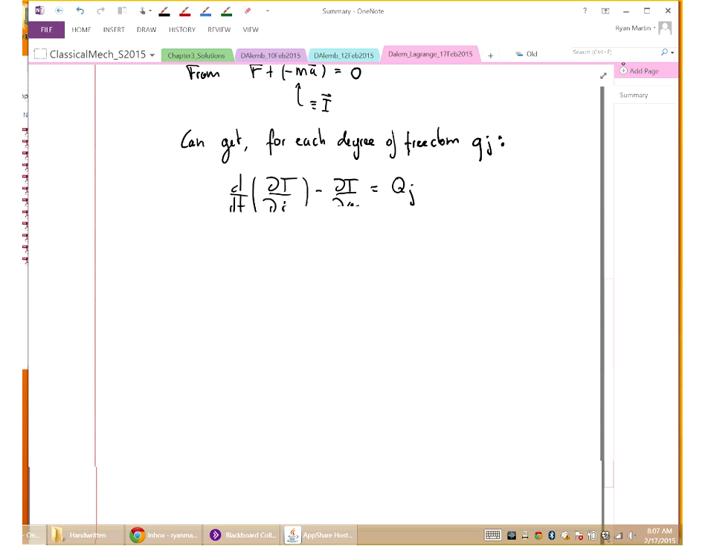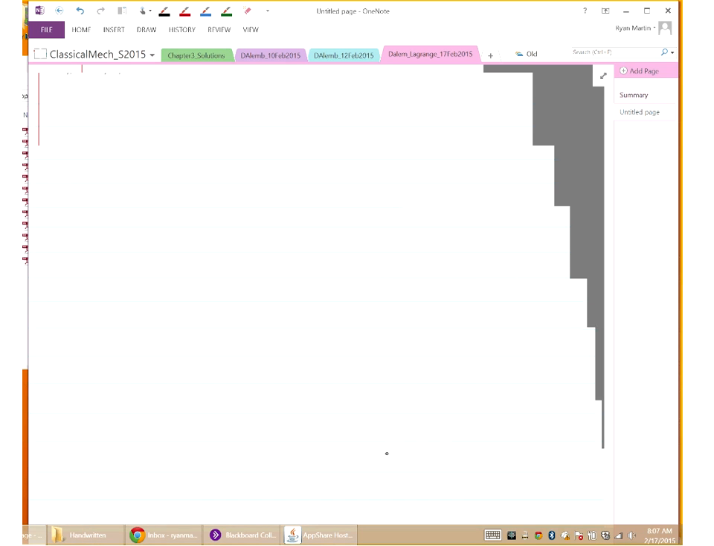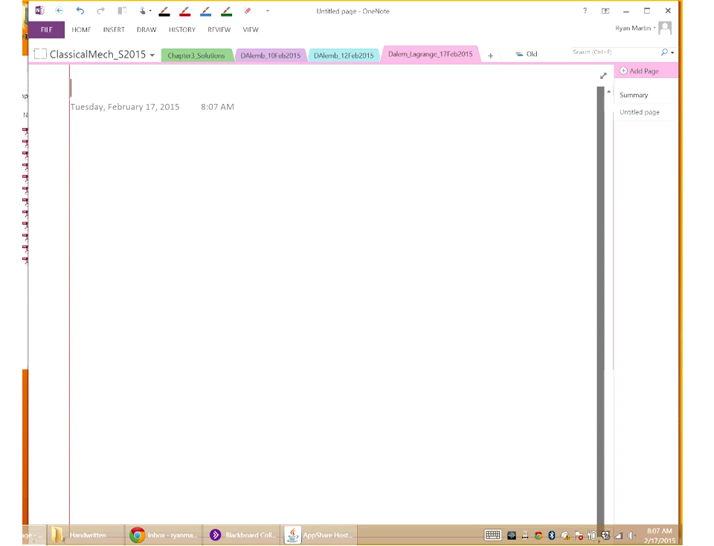How much space do we have? Let's just start on a new page. So this is example 3.6 from the notes. I was hoping that we would get to it last Thursday, but we had some technical issues. So I'll just do it today.